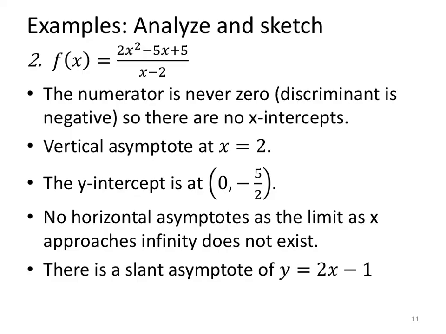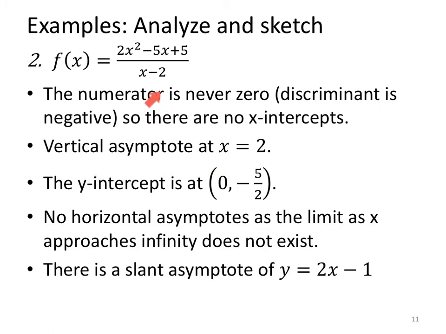Let's look at a rational function with a quadratic numerator. f(x) equals (2x² − 5x + 5) over (x − 2). First of all, the numerator is never 0. The discriminant is negative if you try the quadratic formula. So we know that there are no x-intercepts.